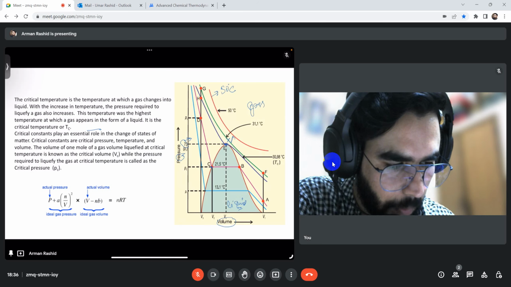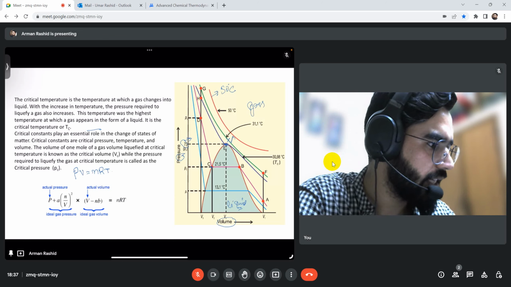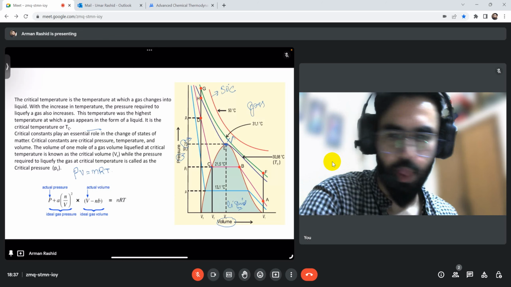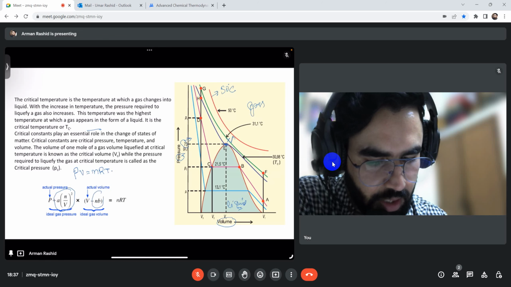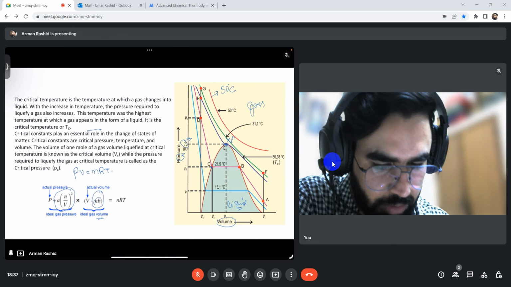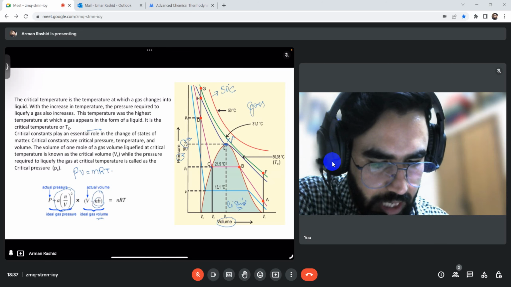There were actually two main faulty assumptions in the ideal gas equation. One was that the force acting on the particles is almost negligible, and the second is that the gas particles do not occupy any volume. So he made changes by introducing these two terms, nb and a n squared over V squared, and this is called the van der Waals equation of state.